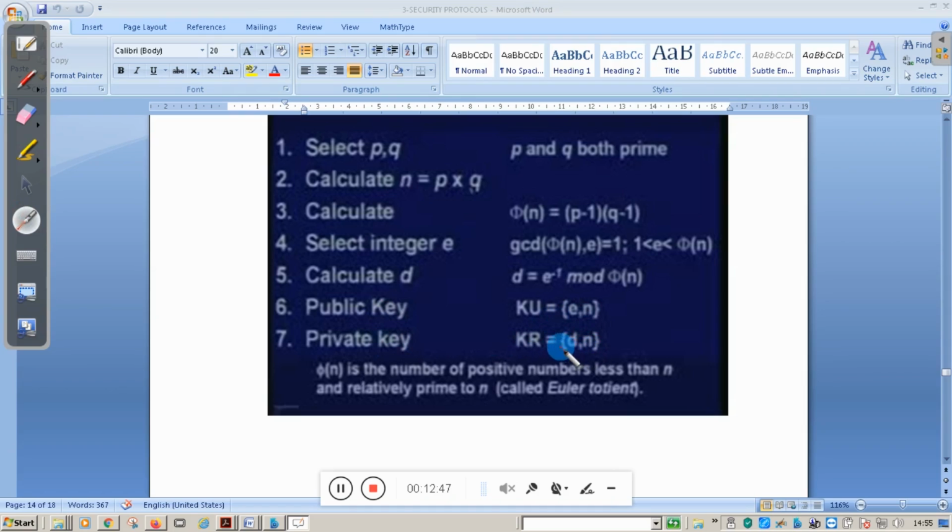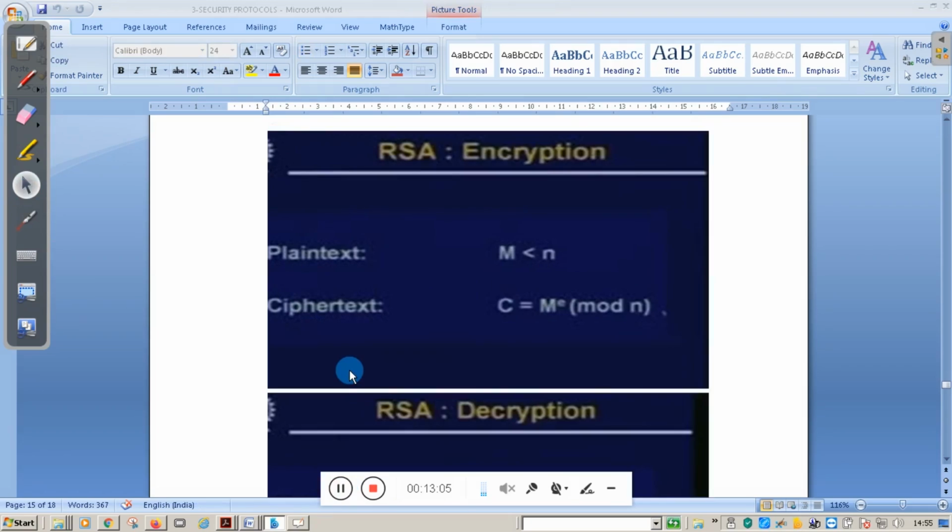So please students, note here n is a very big number. It is a part of the key. In our case P is known, Q is known, N is known, but we need to keep E and D as a secret. Now the next stage is encryption. How to encrypt? Let us take the plain text as M.